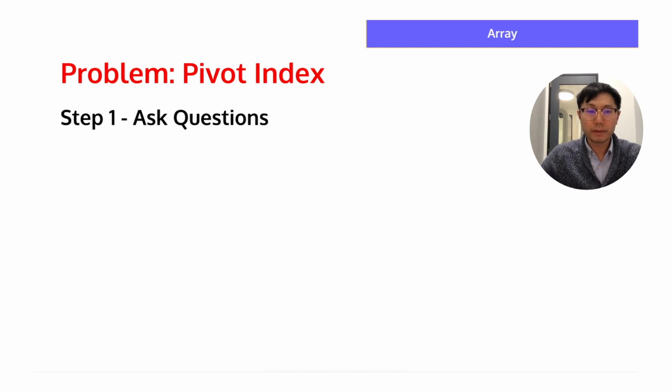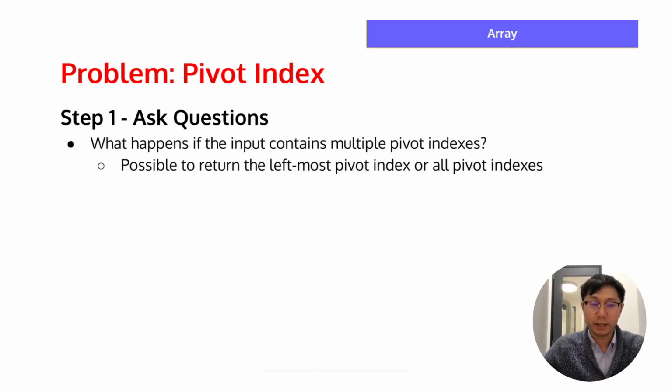Now, we will solve this problem by following the technical question approach that we have covered in the previous section. Step 1 is to ask questions. The question we ask here is, what happens if the input contains multiple pivot indexes? Is it possible to return the leftmost index? Or is it necessary to return all pivot indexes? This is something that will be really helpful to clarify with your interviewer.